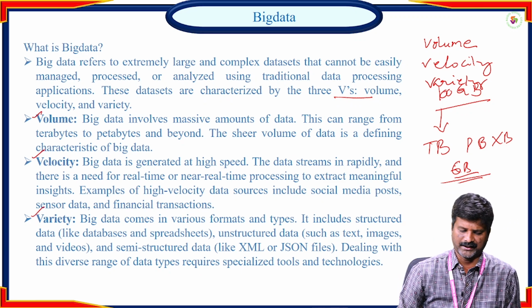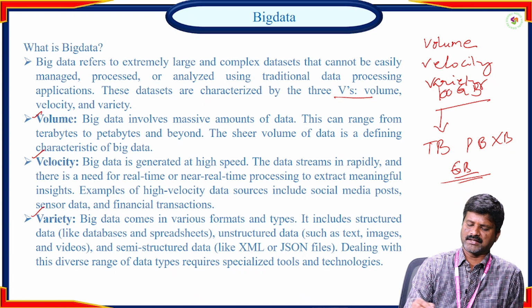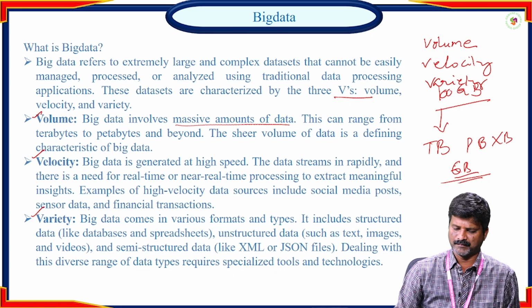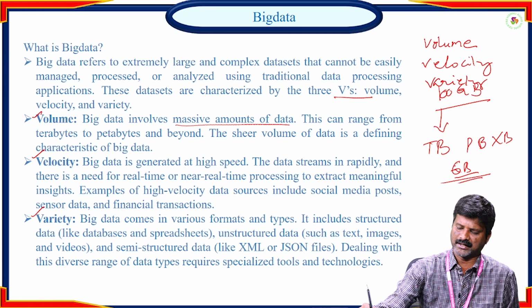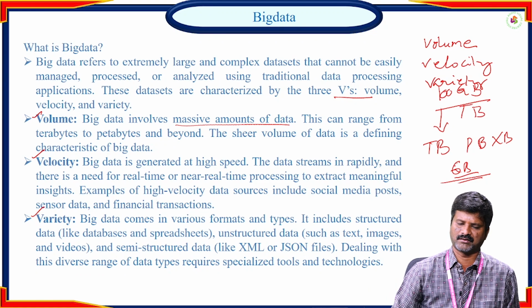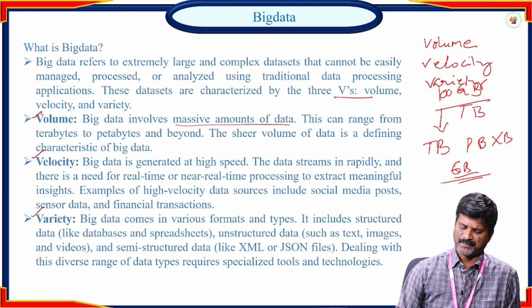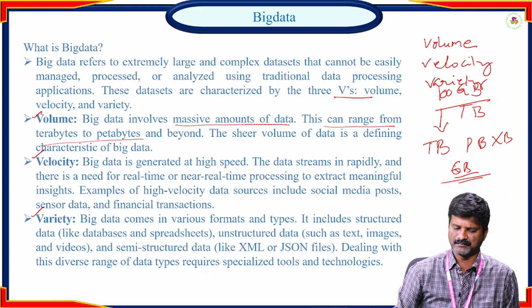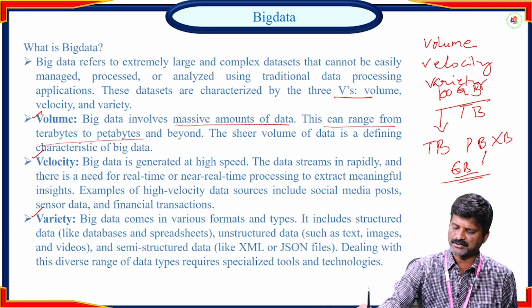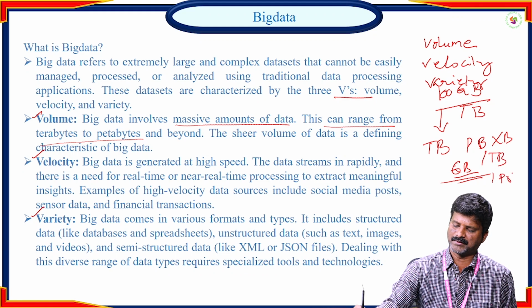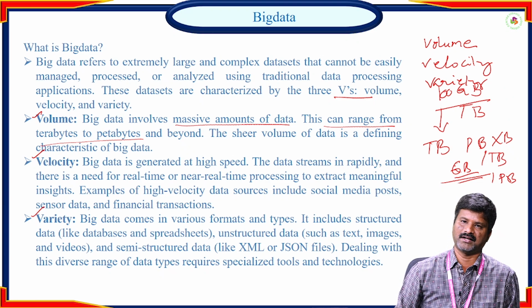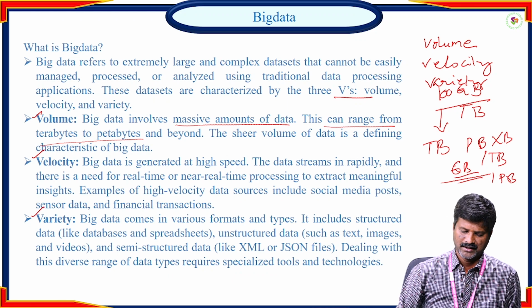Volume, velocity, variety. Volume means big data involves massive amounts of data, a large volume of data. A large volume depends on the application requirement. Sometimes we call 1 TB of data a large volume. Here they are basically calling it ranging from terabytes to petabytes, a minimum of 1 terabyte up to 1 petabyte. This is what we call a large volume of data, and only then can we call that data big data.